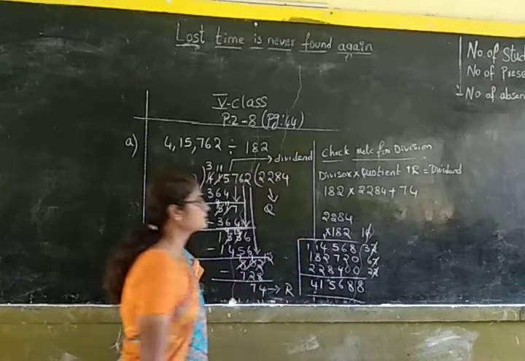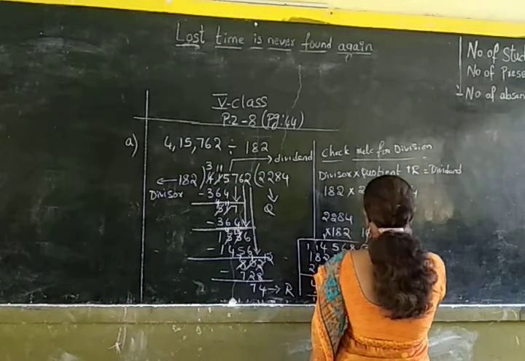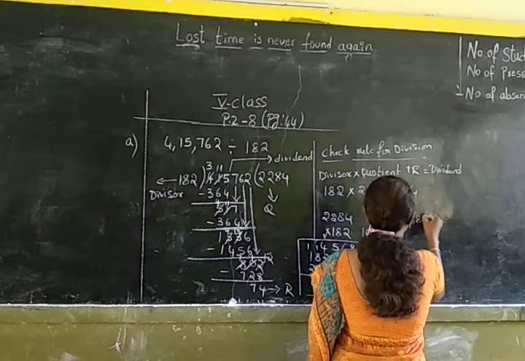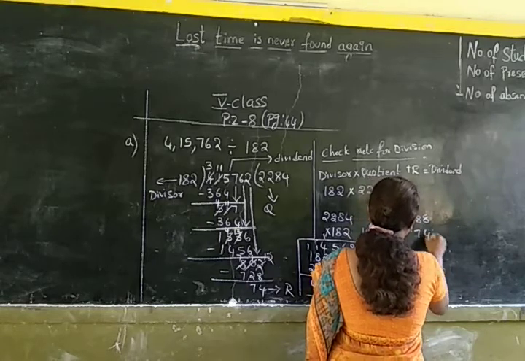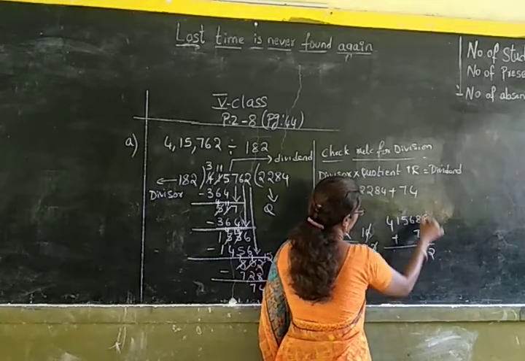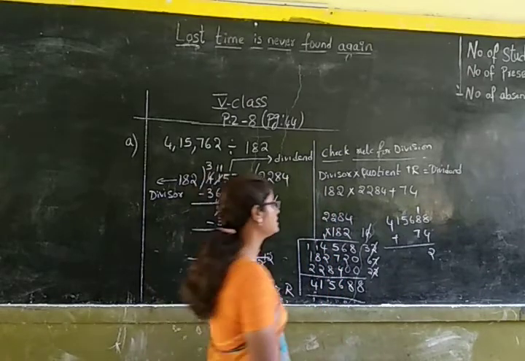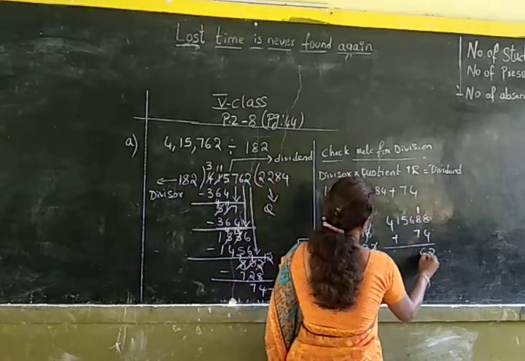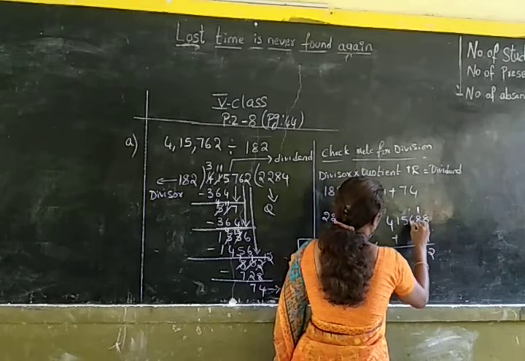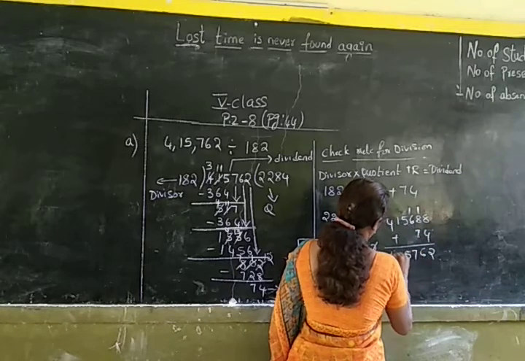So, this is the result I got. Now I am going to add 74 to this result. So 8 plus 4 is how much? 12. 7 plus 8 is 15 and 15 plus 1 is 16. And 6 plus 1 is 7, 5, 4.